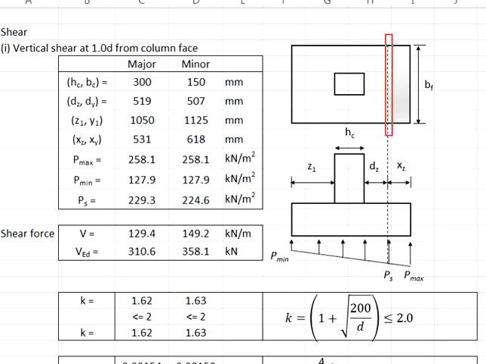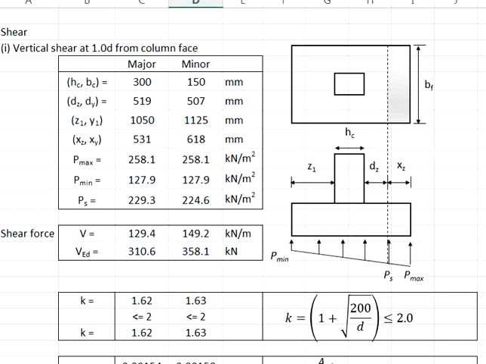Next, we find the locations here, which is located at 1D distance from the column face, resulting in the balance width here, xz equals to 531. Take 1050 minus 519, it gives you 531. You will do the same to determine this distance. Take the Y1, which is 1125, minus the effective depth 507. That gives you the xy equals to 618.